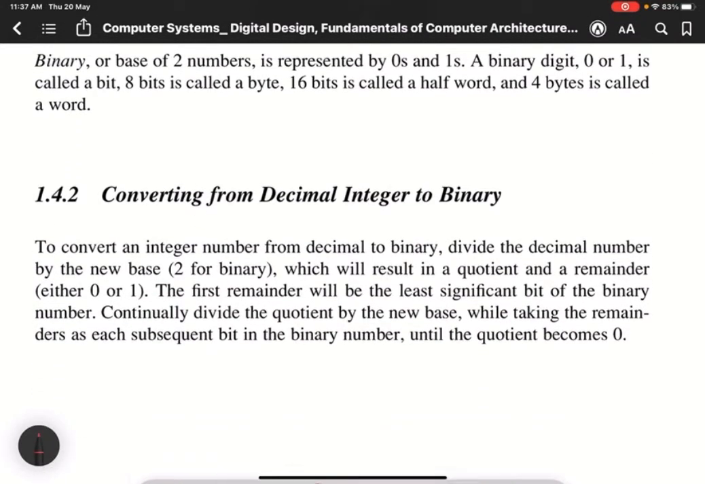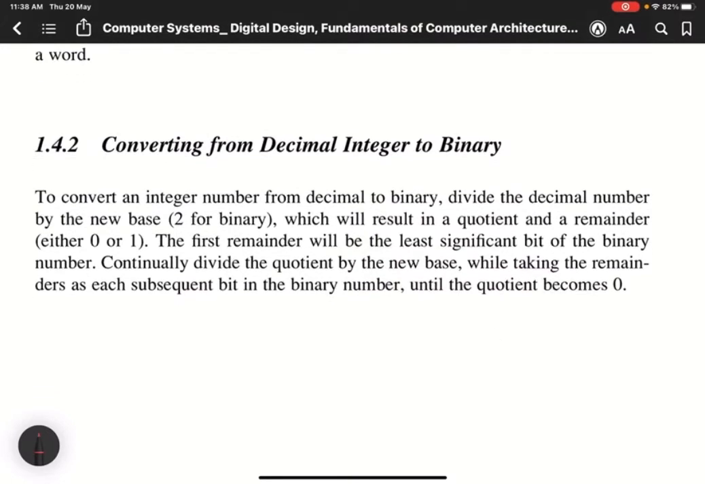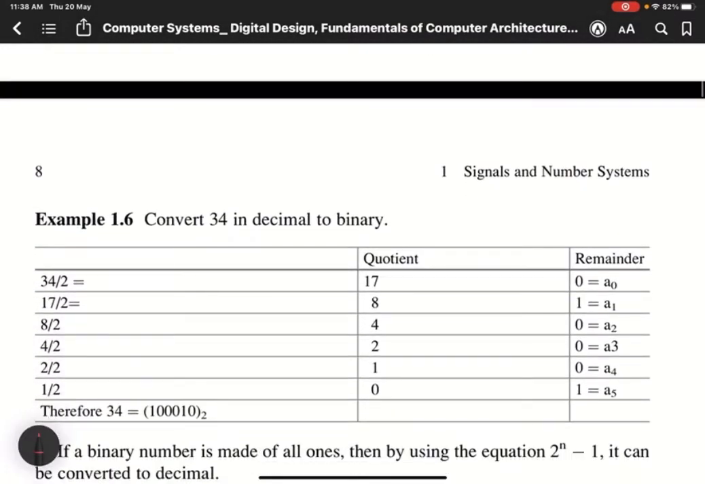Next, we have the converting, no, from decimal integer to binary. To convert an integer number from decimal to binary, divide the decimal number by the new base 2 for the binary, which will result in a quotient and a remainder, either 0 or 1. And the first remainder will be the least significant bit of the binary number. Continually divide the quotient by the new base while taking the remainders as each subsequent bit in the binary number until the quotient becomes 0. Yan. So let's take for example, convert 34, no, in decimal to binary.